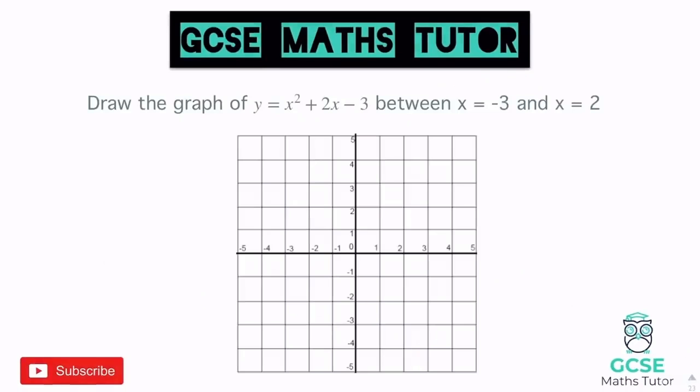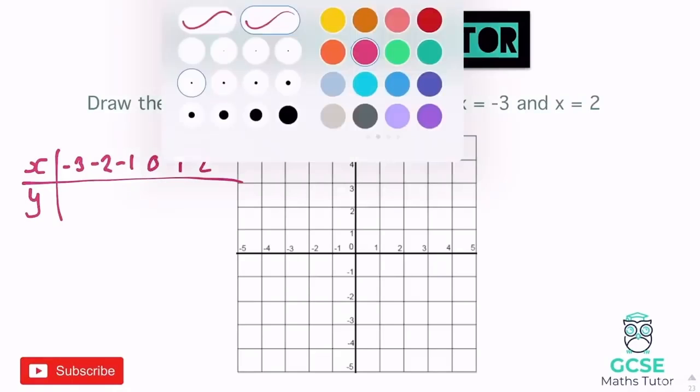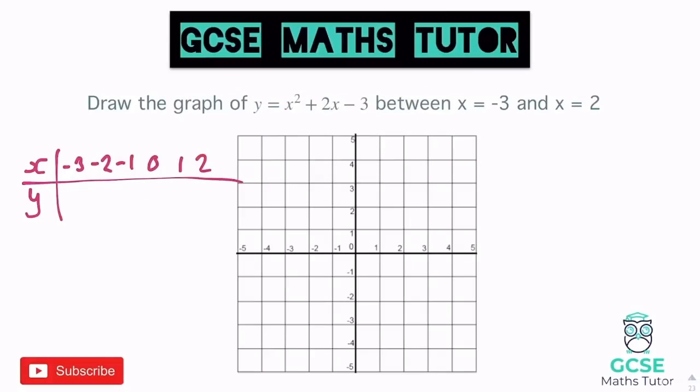Slightly different one: draw the graph of y equals x squared plus 2x minus 3 between minus 3 and 2. Again I'm going to do a little table for this, so we have x and y, and it's between minus 3 and 2, so minus 3, minus 2, minus 1, 0, 1, 2. This is a slightly more complicated one to sub in, because to find the y coordinate you have to do x squared, add 2x, take away 3. So I want to write these down nice and carefully.